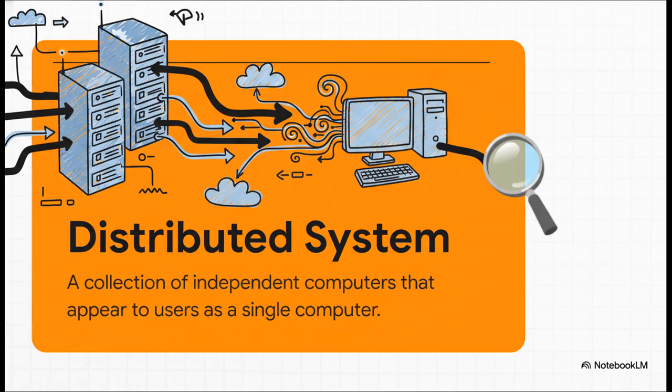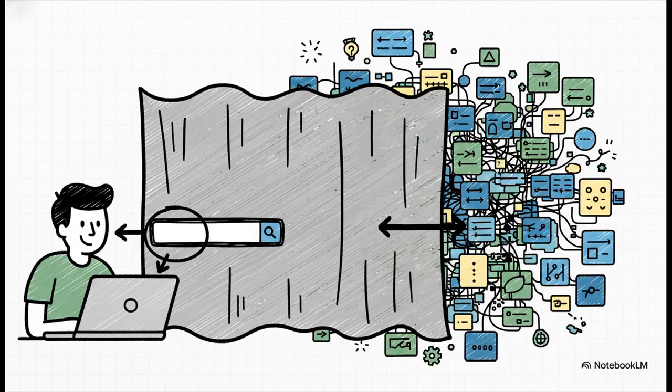First, it's a collection of independent computers, right? All those separate machines on all those racks. But second, and this is the really cool part, they appear to the users as a single computer. All of that crazy complexity underneath is completely hidden from you. This goal has a name. It's called creating a single system image.